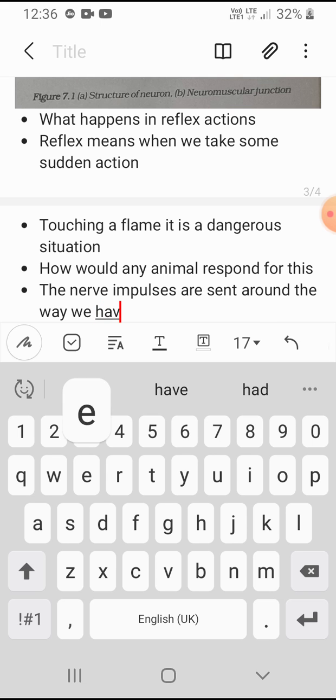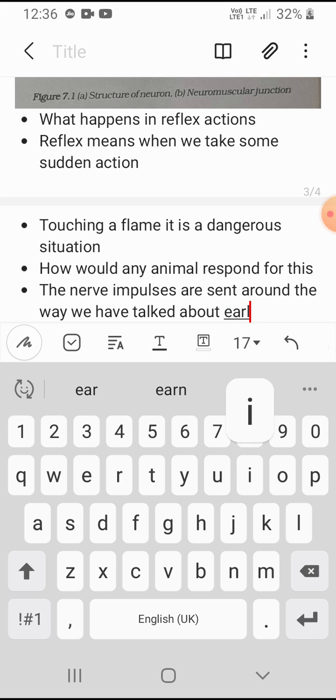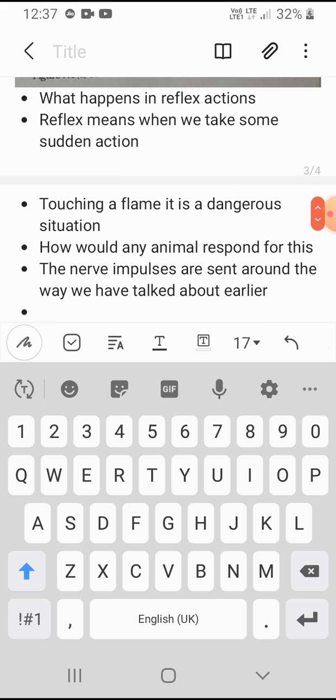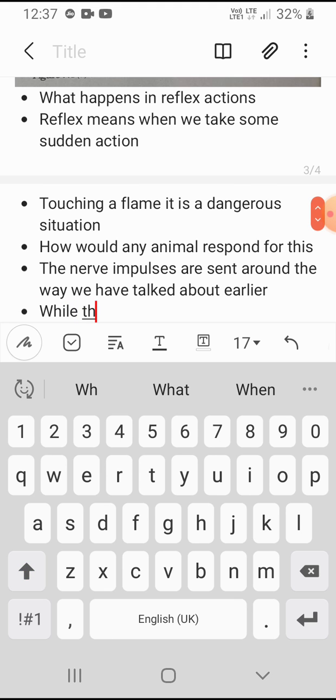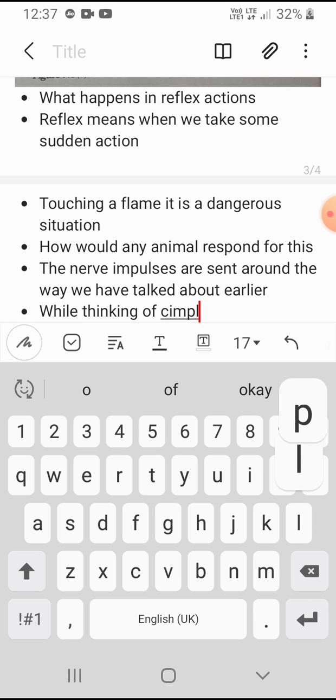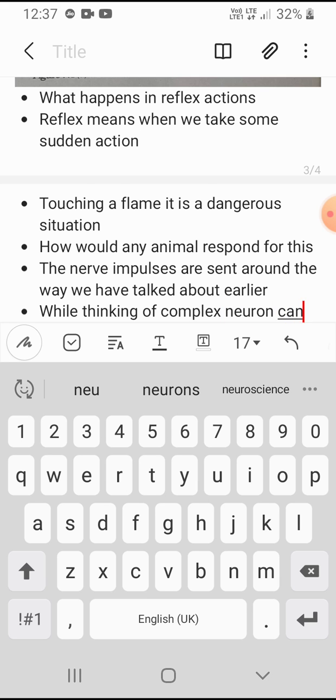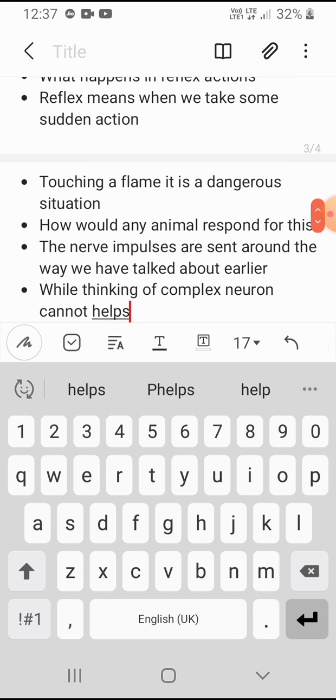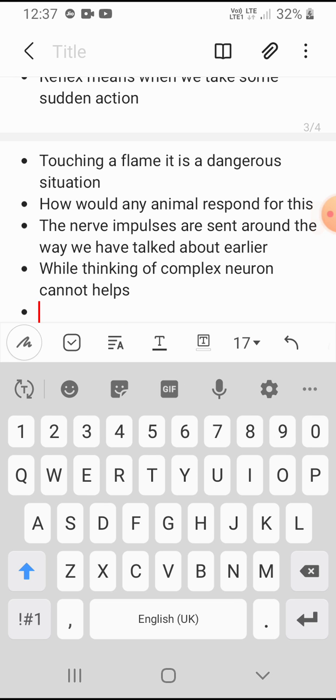We have talked about nerve impulses and nerve cells earlier. While thinking of this, the complex neuron cannot help in this situation. Neurons cannot help because we have to take the hand away suddenly, but it will take a little bit of time, one second or 2 seconds, and the hand may burn.